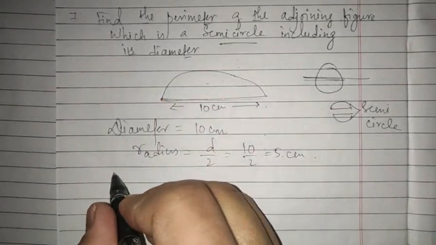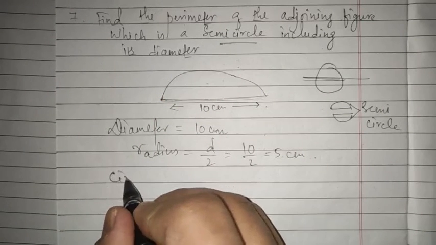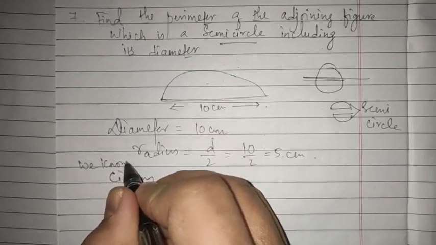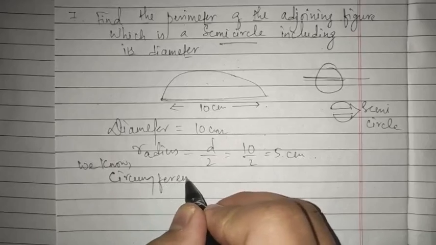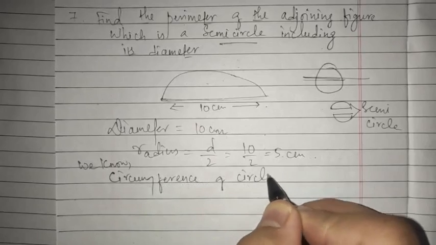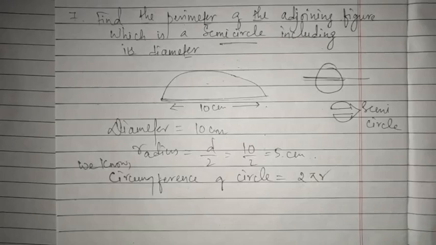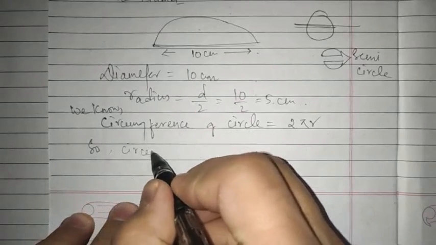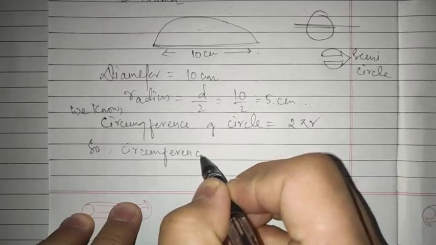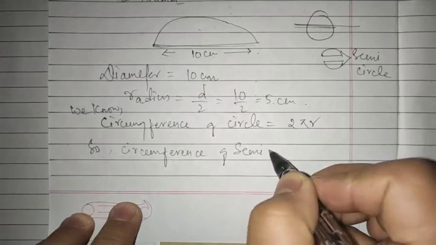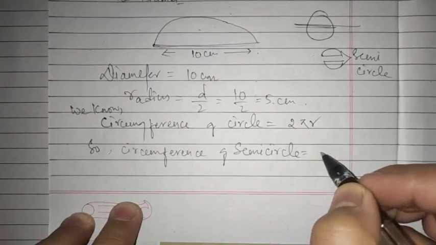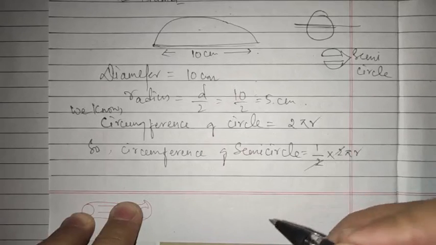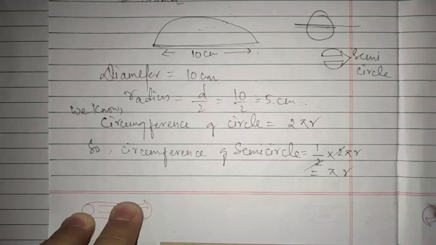So first of all, we will write the circumference of a circle formula. We know that the circumference of a circle is equal to 2 pi r. The circumference of a semicircle, semi means I have already told you it is half, so multiply by 1 by 2 into 2 pi r. So this 2 and 2 will cancel. What will be the remaining? Remaining will be pi r.